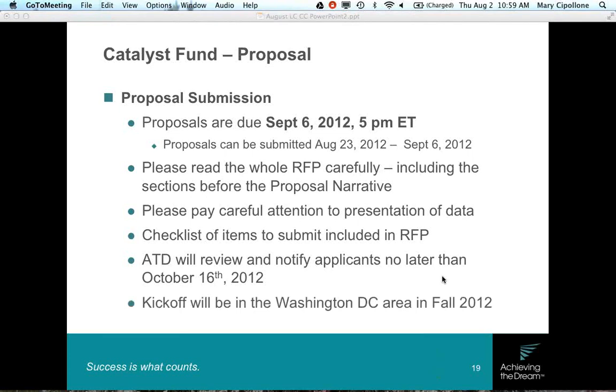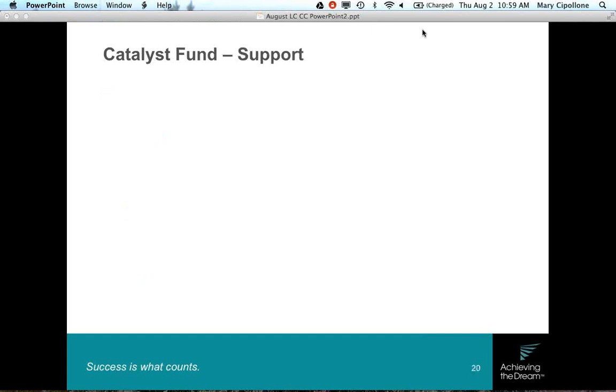Selection criteria: the committee will also be looking to accomplish a good geographic distribution of the student population served. And finally, there will be a kickoff in Washington, D.C. in the fall, and colleges will be expected to send 3 to 5 representatives. Next slide.